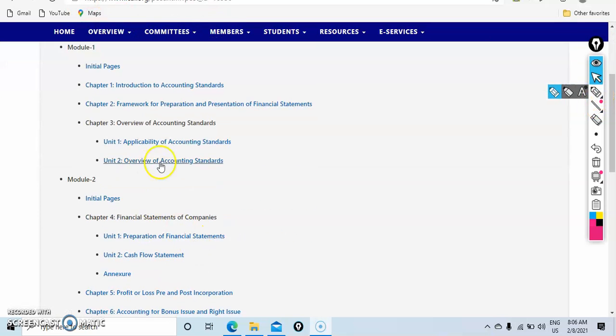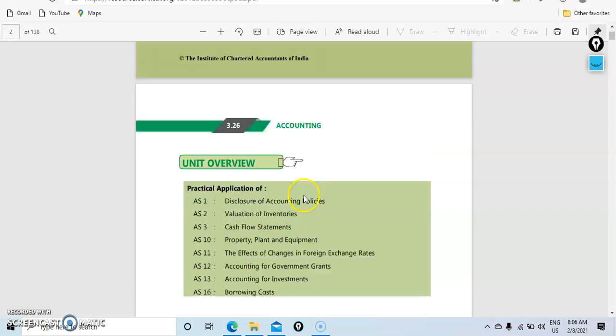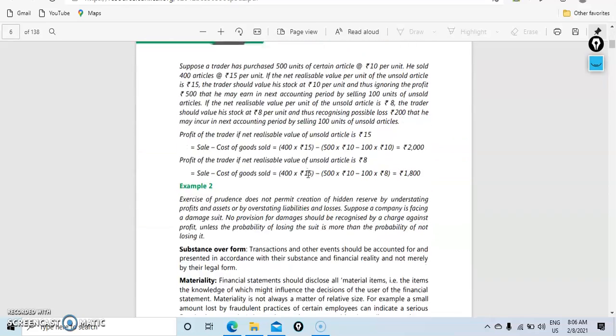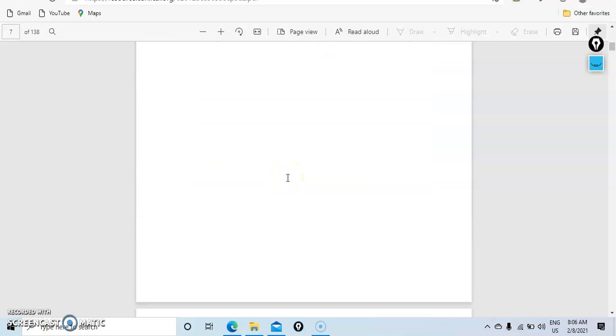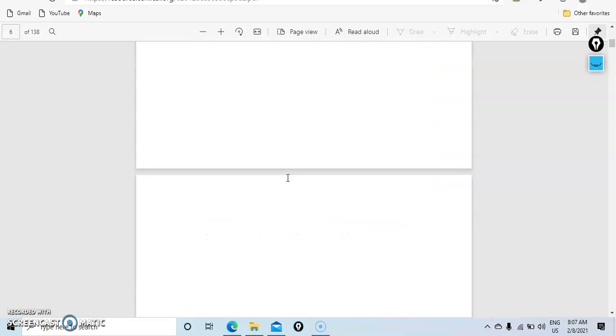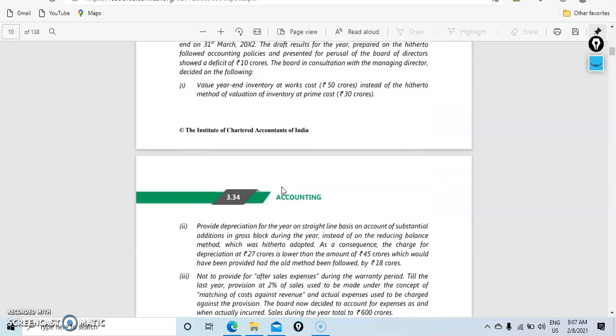Hi friends, today we are going to discuss an important accounting standard, AS2. In every examination we get at least 5 marks from AS2. It is a very important standard and it is very easy also.